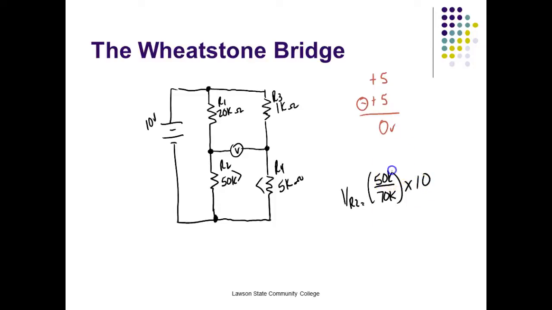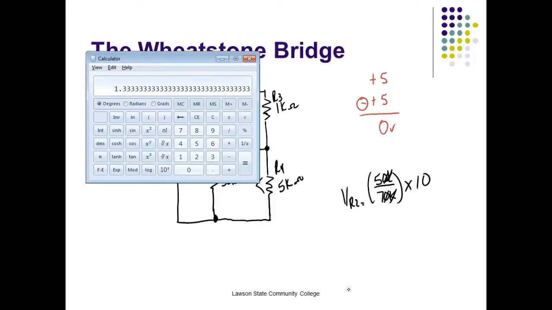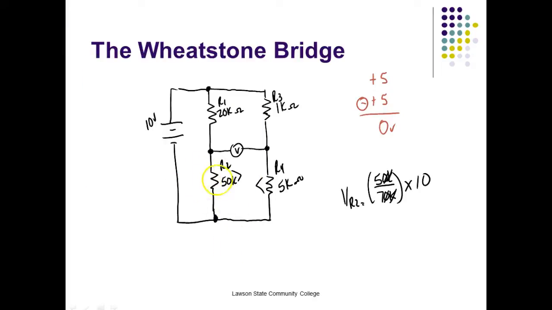Now, we learned in algebra that the 5 would cancel out and the zeros will cancel out, so that's going to be 5 divided by 7. So I'm going to take my calculator and say 5 divided by 7 equals this, and then I'm going to multiply that by 10 volts. So that means 1.14 volts. I'll just round that. So this guy's dropping, this would be plus 1.14 volts.